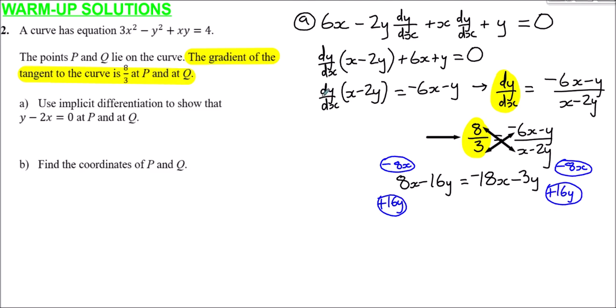So this side obviously becomes 0 because I've taken away 8x and added 16y. Over here, minus 3y plus 16y will give 13y. And then minus 18x minus another 8x gives minus 26x. We can now see, if I divide both sides by 13, we will get the required result. So therefore, y minus 2x does indeed equal 0 as required.